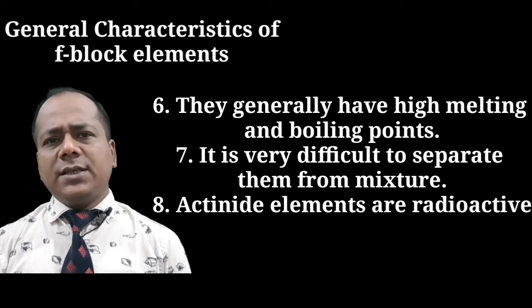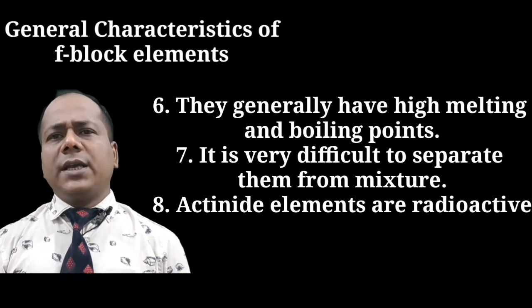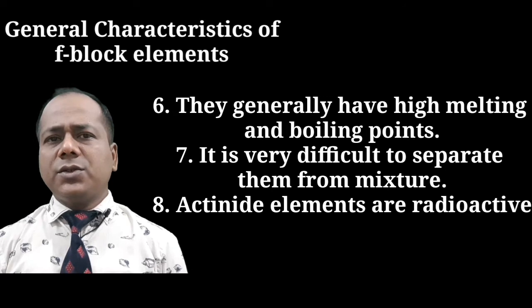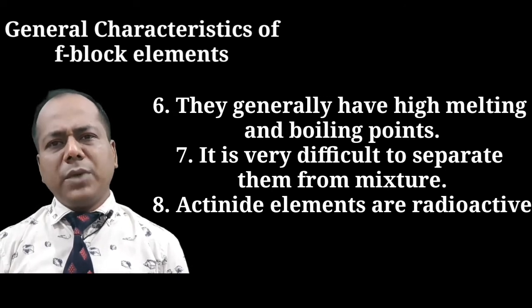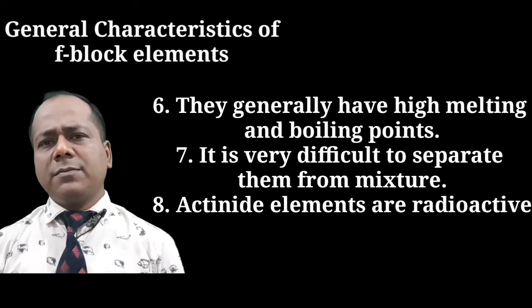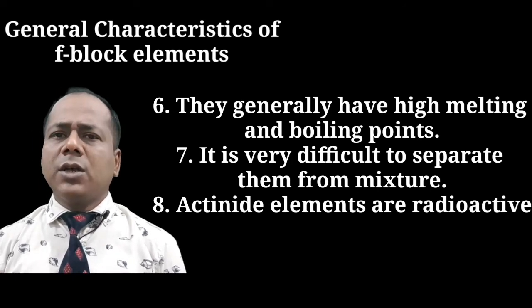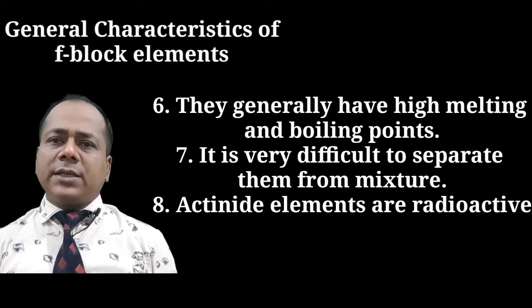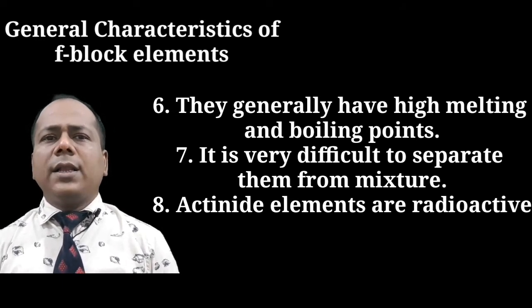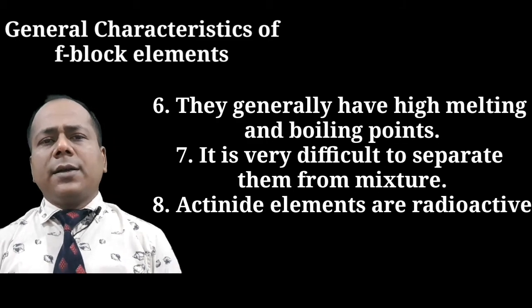Within each series, the properties of the elements are quite similar. It is very difficult to separate them from a mixture. Actinide elements are radioactive. The first three members, thorium, protactinium, and uranium, occur in nature, while the others are man-made.